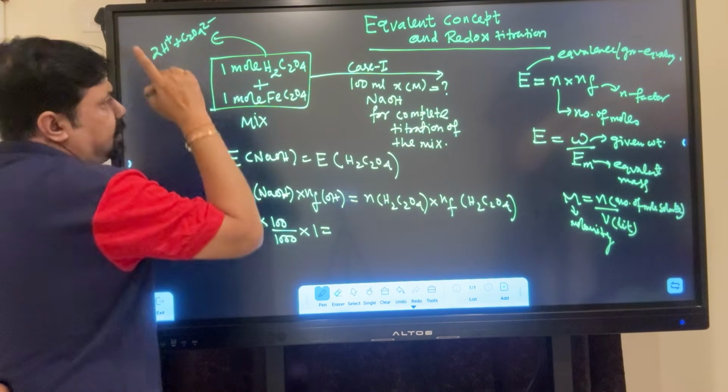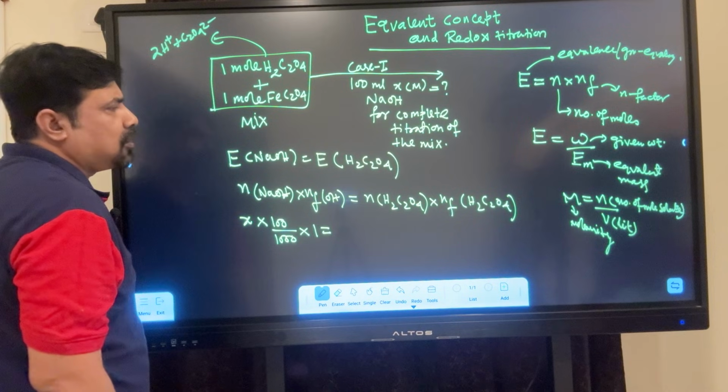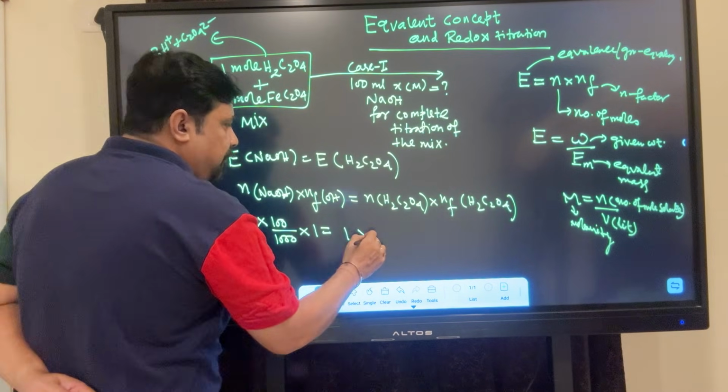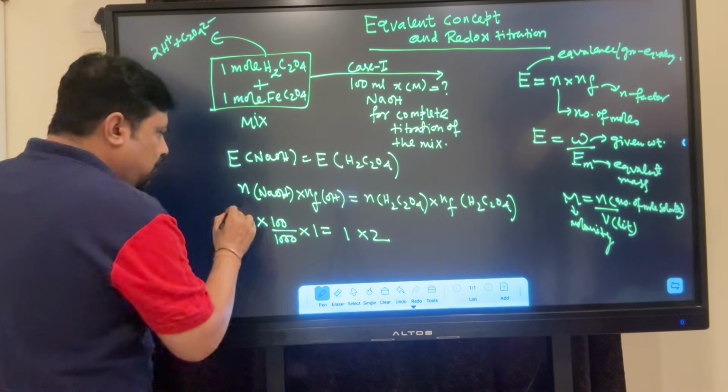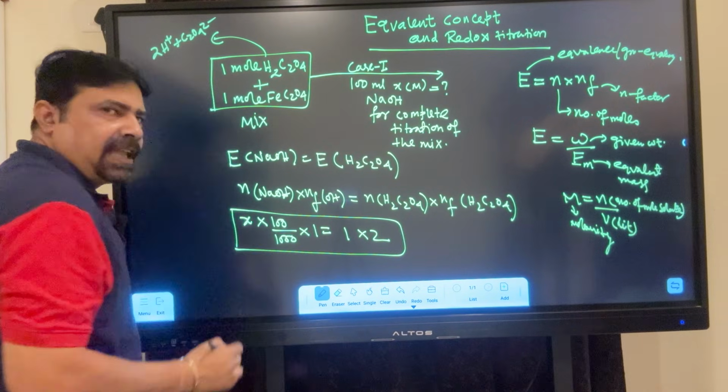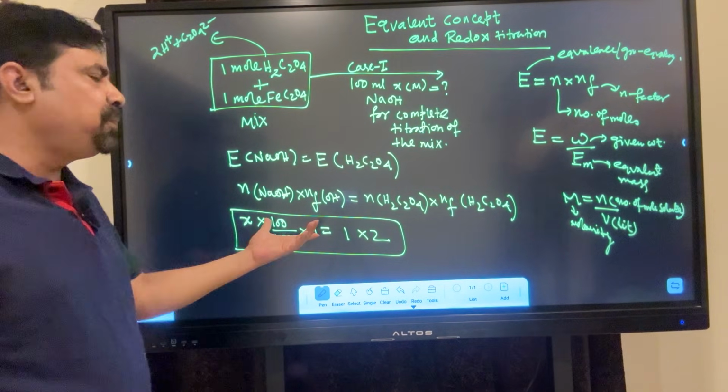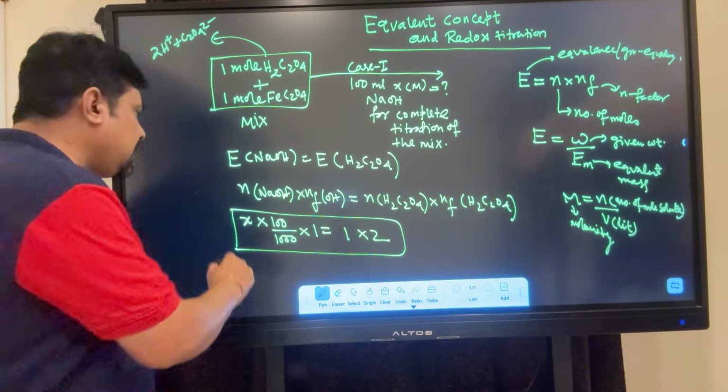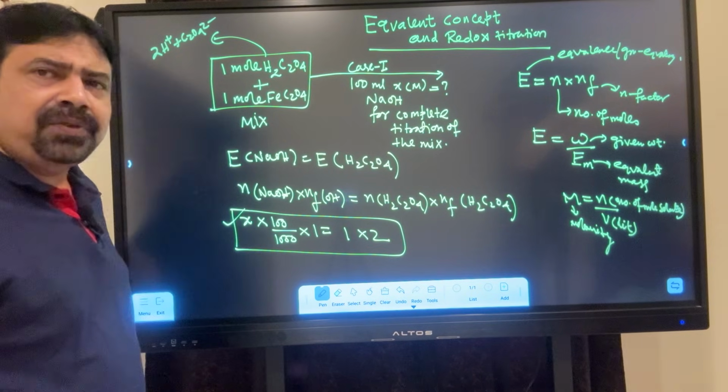Same way, directly they told that in the mixture the number of moles of oxalic acid is 1, and n factor is 2. You look at only one equation, so one value I need to find out, the X value. From this equation I will easily get the value of X. I hope it is clear to everyone.